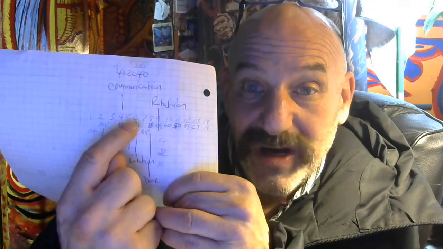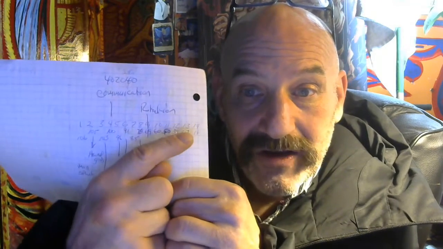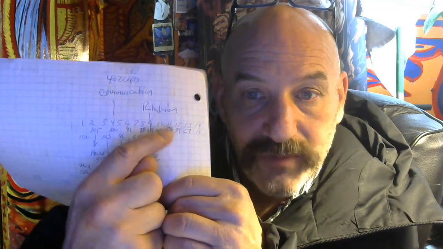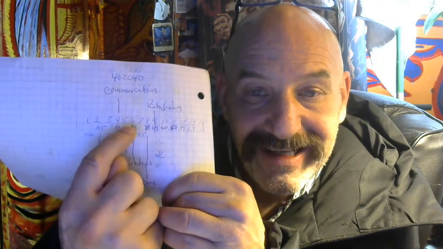77, 81, and 6 is 87. Let me check this out again. I want to make sure it's right. 14, 27, 39, 49, 50, 60, 69, 77, 84.